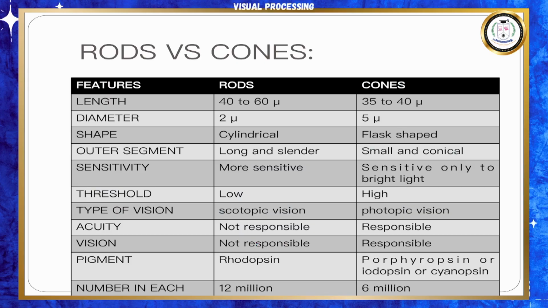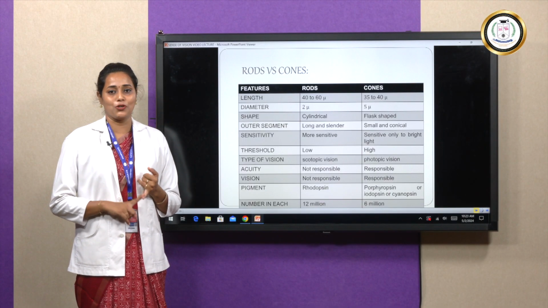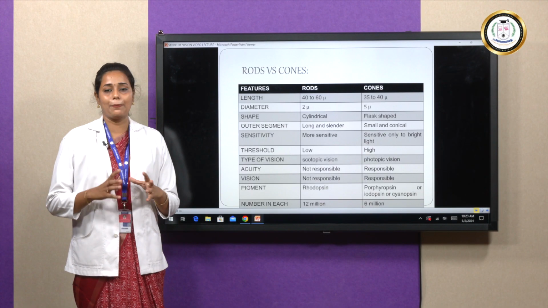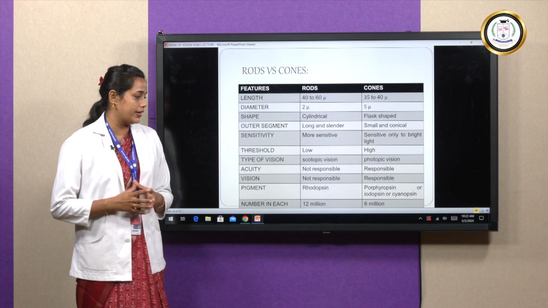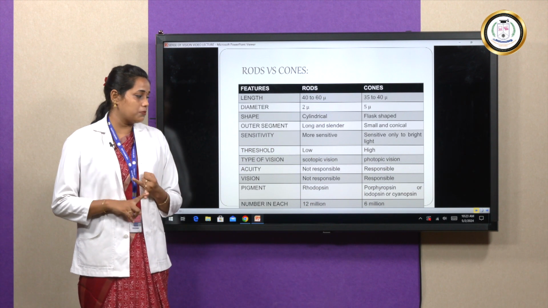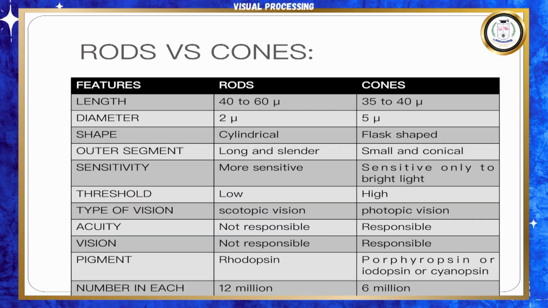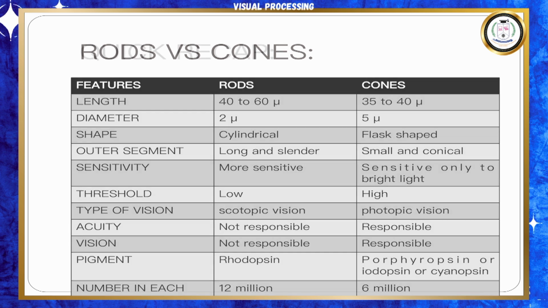Acuity and vision. Rods are not responsible for visual acuity and color vision, whereas cones are responsible for visual acuity and color vision. The pigment present in rods is called rhodopsin. The pigments present in cones are called porphyropsin, iodopsin and cyanopsin. The number of rods in each eye is about 12 million and the number of cones in each eye is about 6 million. Now we'll have a quick recap.